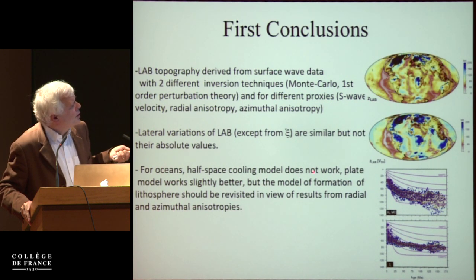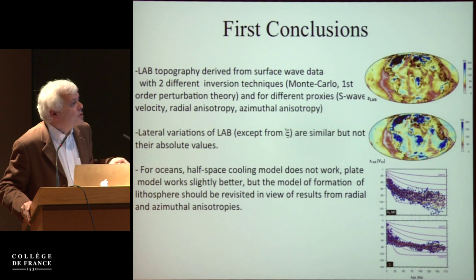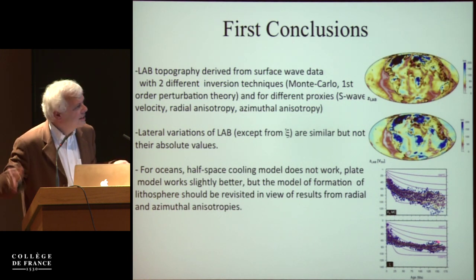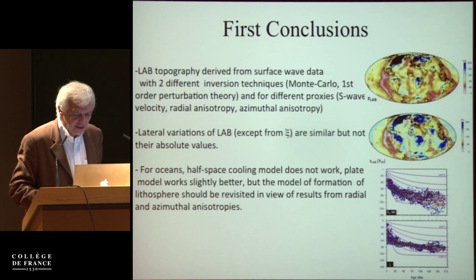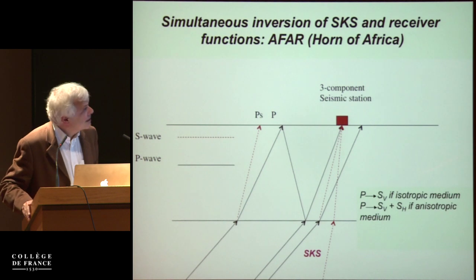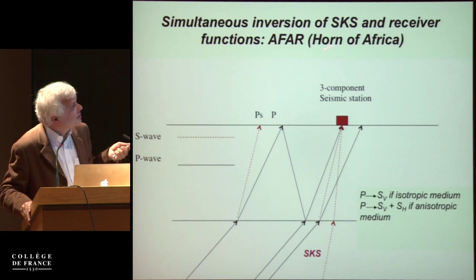And so we have to revisit what's going on and why we observe this discontinuity or this strong increase, because actually we are inverting for a strong gradient. Why do we have this observation, which is very different from what we obtain from S-wave velocity? And so I will rapidly show you some results we obtained for the Horn of Africa.